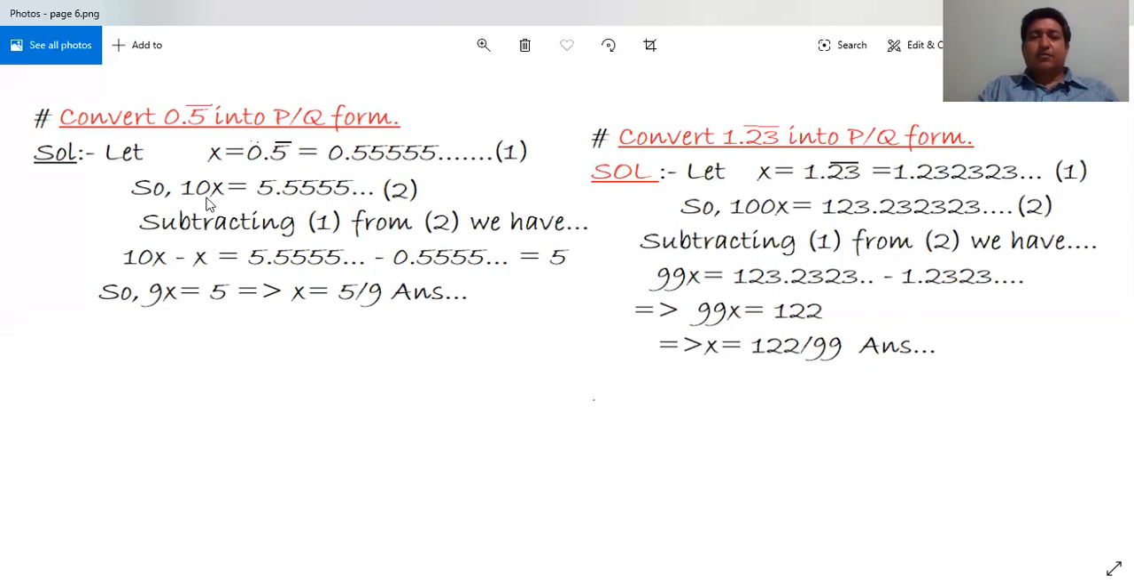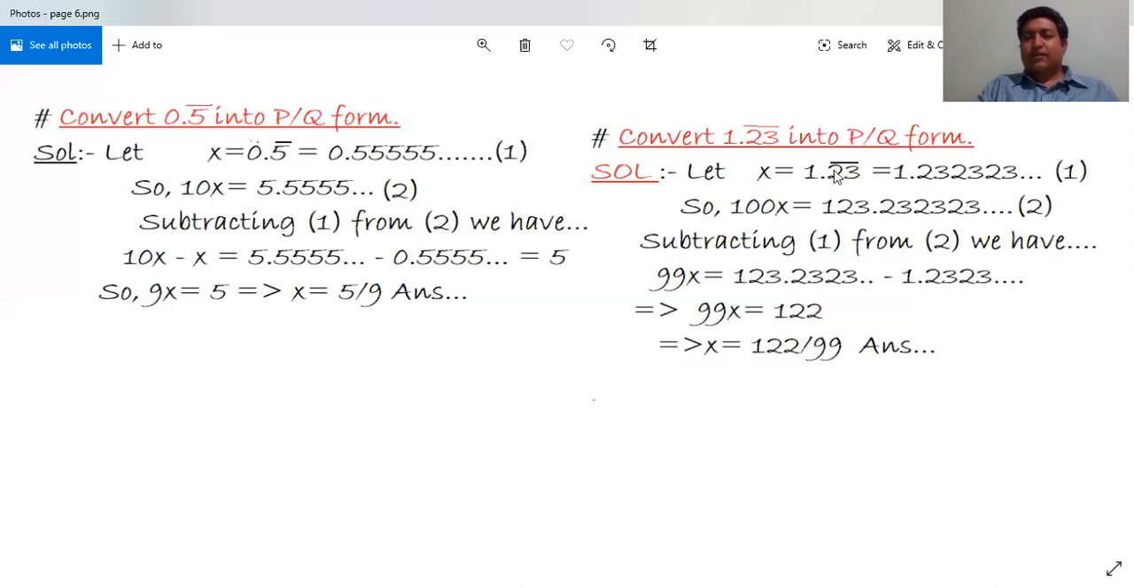0.55555 by 10, because if you multiply equation 1 by 10, we get 5.555. Just compare the decimal part. In equation 1, the decimal part is 0.55555, and in equation 2 the decimal part is also 55555. It means you have to get two numbers, x and 10x, in which the decimal parts are the same, so that we can subtract equation 1 from 2 and get a whole number. That's why we are multiplying equation 1 to get equation 2.